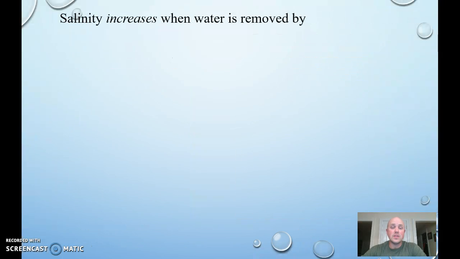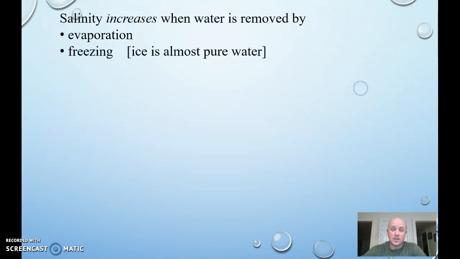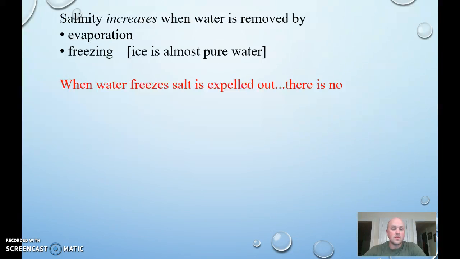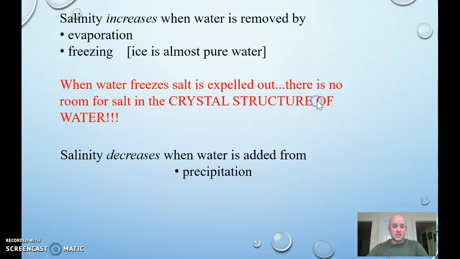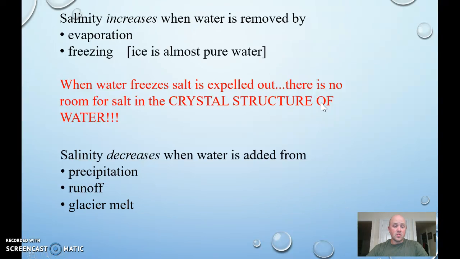So salinity increases when water is removed by either evaporation or freezing, because ice is almost pure water. When water freezes, salt is expelled out. There is no room for salt in the crystal structure of water. Isn't that crazy? So when you have seawater that is so cold, eventually the water molecules push the salt molecules out. What's left behind is almost pure water. Salinity decreases when water is added from precipitation, such as rain or snow, runoff, or glacier melt.